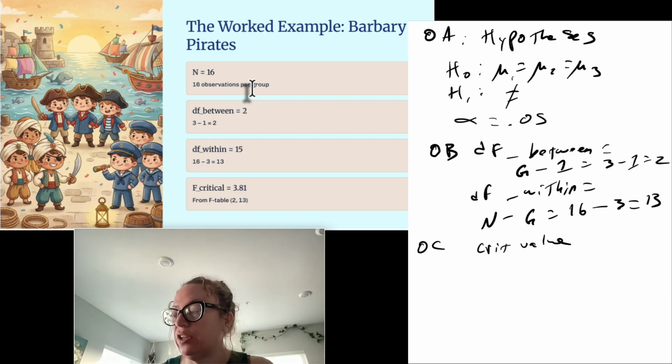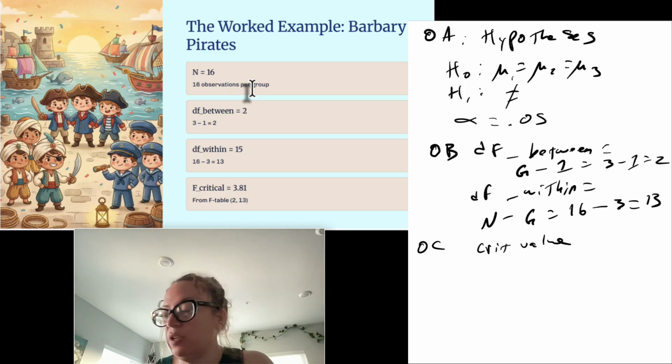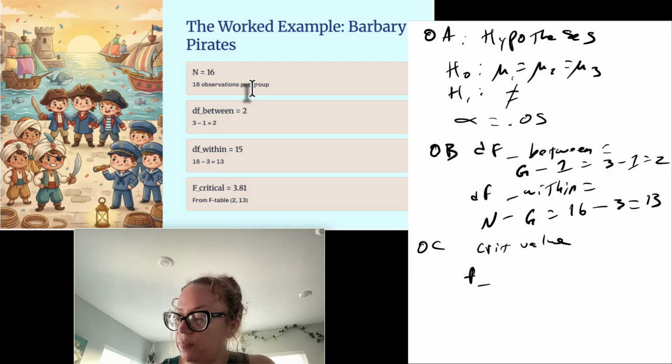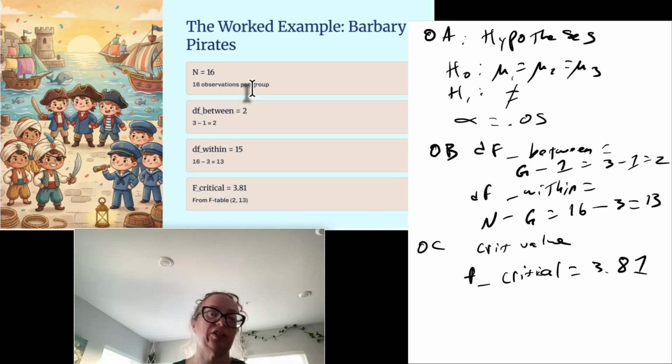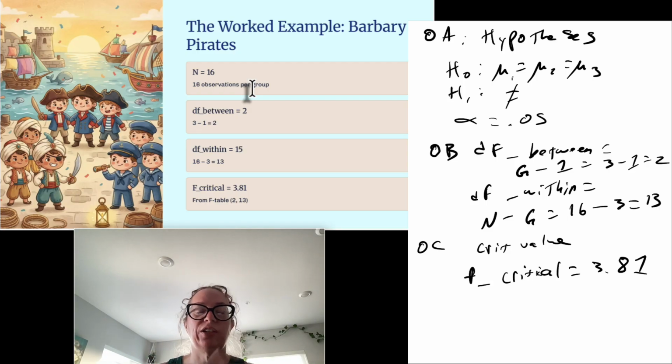Hopefully I have my F value right, because since Canvas is shut down right now, I don't have access to the F table that we're using, but we're just going to go with this, okay? So F critical equals 3.81. Fingers crossed that's actually correct. That's what I have in my notes, so hopefully we're right. If not, I'll post on here what the correct critical value is. Make sure that you guys see that.